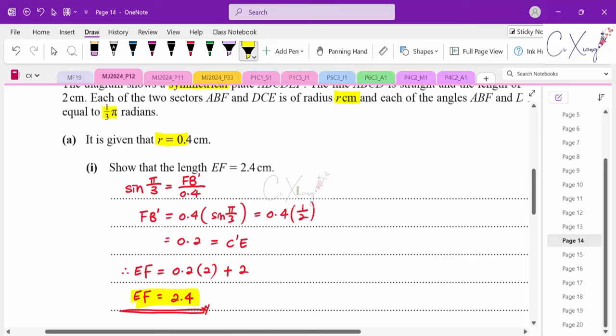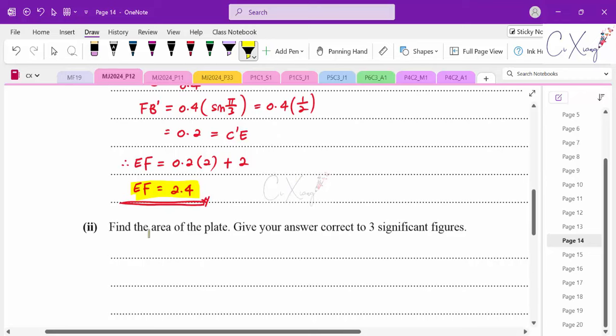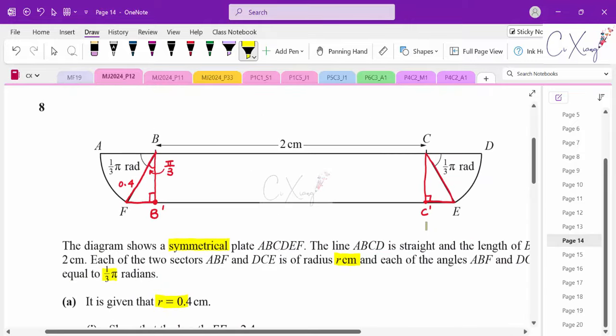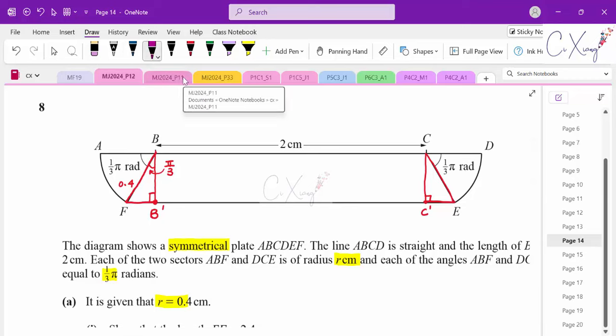And let's continue to part number 2. Find the area of the plate. Give your answer correct to 3 significant figures. So to find the area, there are a few ways that you can do it. For me, basically what I do is I separate it into 3 parts here.